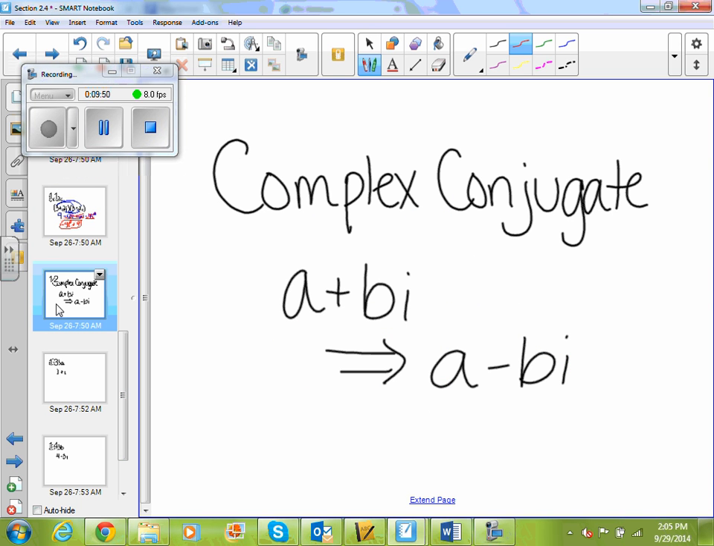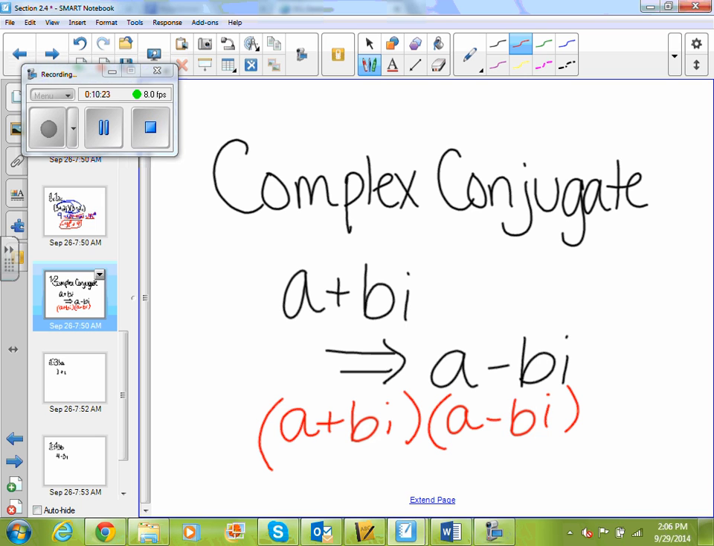Alright, the last thing we're going to look at is complex conjugates. The complex conjugate just means that we take our a plus bi and we change it to a minus bi. The complex conjugate is just the negative form of that. And the other thing to note is that when you're multiplying by your complex conjugate, like a plus bi times a minus bi, that just equals a squared plus b squared. Your i's cancel out.